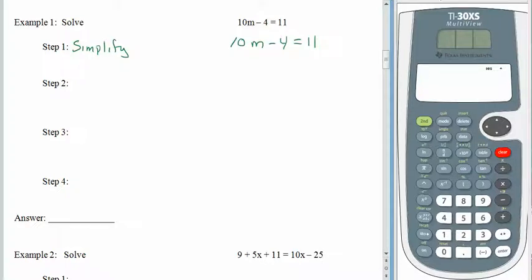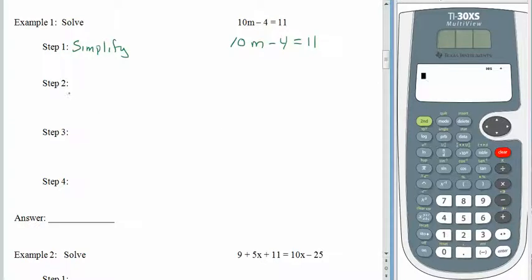Okay, so step 2. Our job is to get the variables on one side and the constants on the other. I'm kind of partial to having my variables on the left. It doesn't matter, it's just where I like them. And in this case, I have the variables on the left. There is a constant on the right, and this constant here, the minus 4 on the left, is the one that doesn't belong. All right, so what are we going to do?